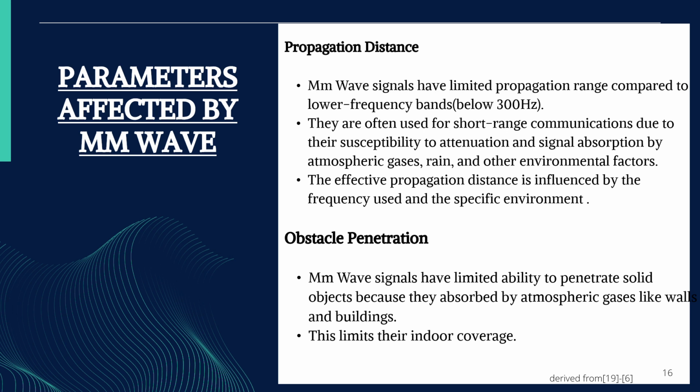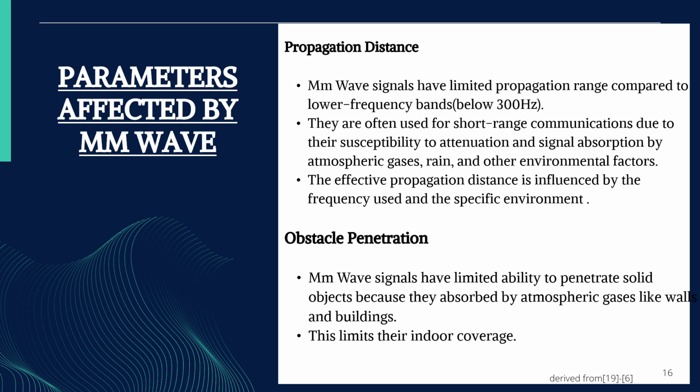Next one is parameters affected by millimeter wave. There are several factors or parameters that affect the millimeter waves. The first one is propagation distance. Propagation distance means that millimeter wave signals have a limited propagation range due to their high frequency range. Compared to lower frequency bands, they are often used for short-range communications due to their susceptibility to attenuation and signal absorption by atmospheric gases, rain, and other environmental factors. The effective propagation distance is influenced by the frequency used and the specific environment.